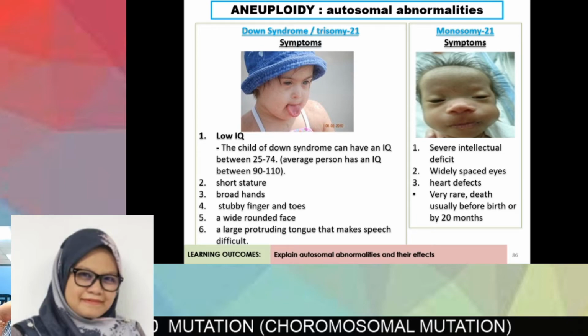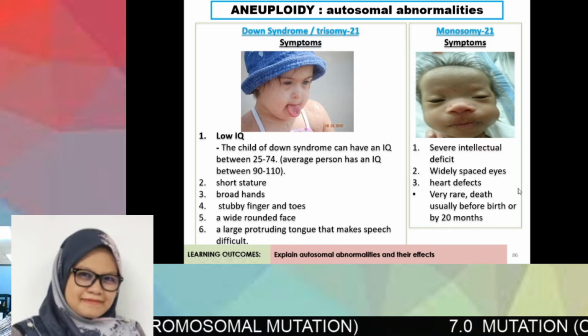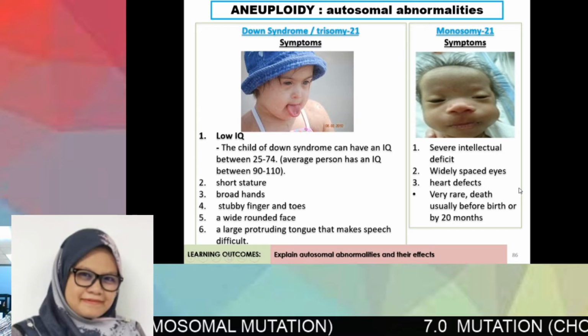Then this is the symptom for monosomy 21. Severe intellectual deficit, widely spaced eye, and then they have heart defects. Okay, and this case is very rare. That's usually before birth or by 20 months. But untuk Down syndrome, dia punya lifespan tu, jangka hayat dia sebenarnya lebih lama lah.